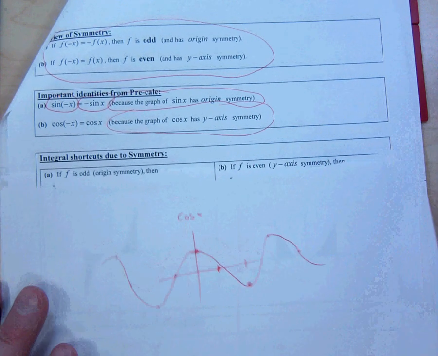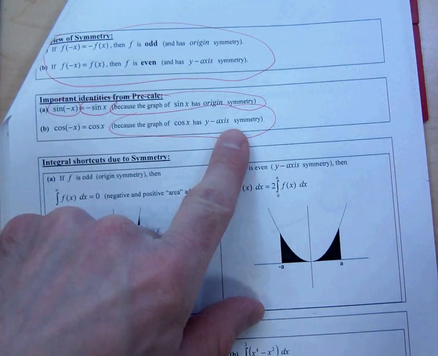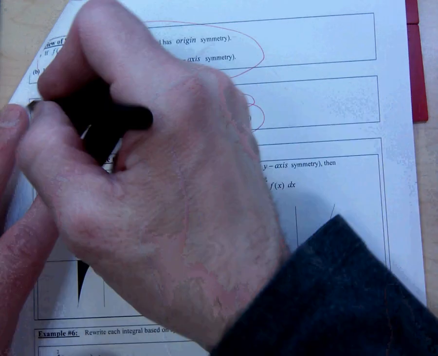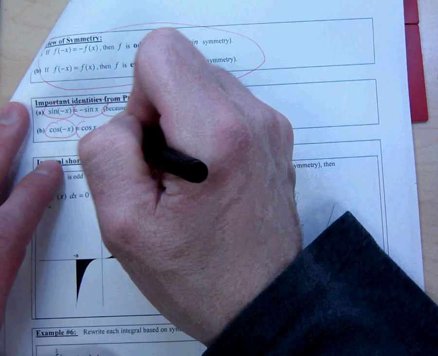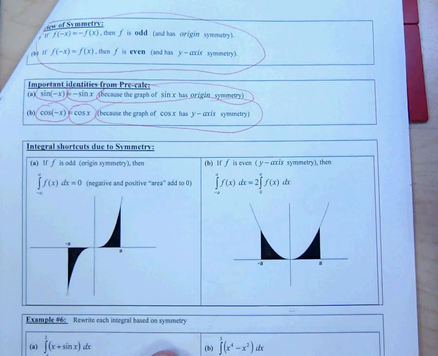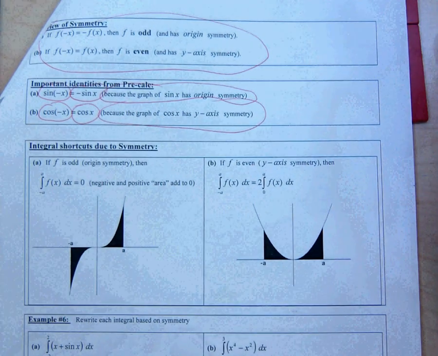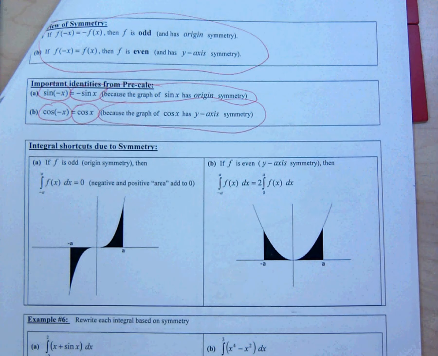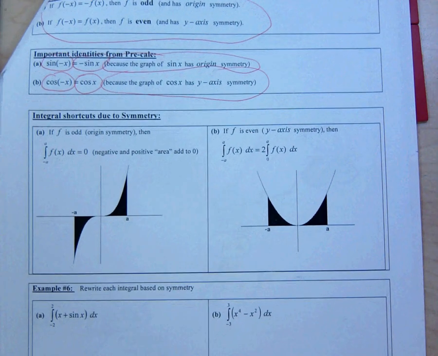So the bottom line is cosine has y-axis symmetry, so if you replace x with negative x, you're going to get the same y value back, right? In other words, you're going to get the same function back. Okay, so with that in mind, let's do a couple examples and we'll be done. Okay.